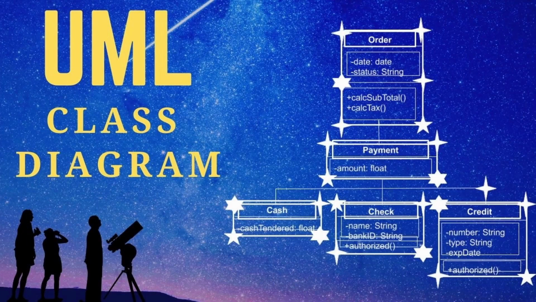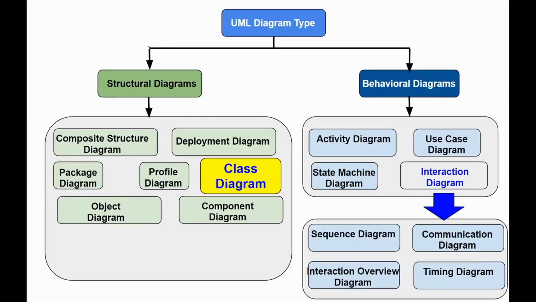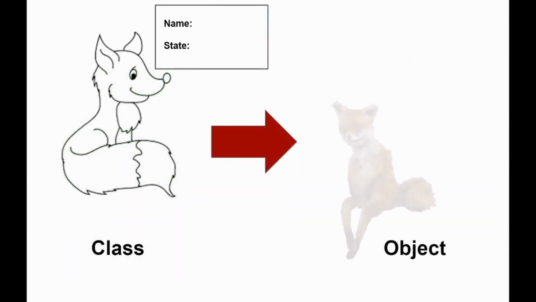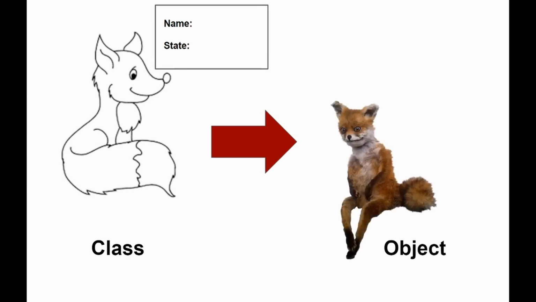UML class diagram illustrates the structure of the system by describing classes, their attributes, methods, and relationships between them. Just before we begin discussing the diagram, let's remind ourselves what is a class. In a nutshell, class is a template for creating objects, as well as representing objects' initial state, attributes, and behavior, methods.